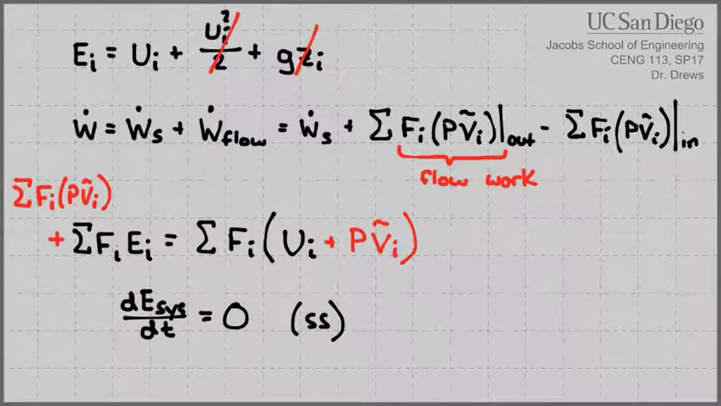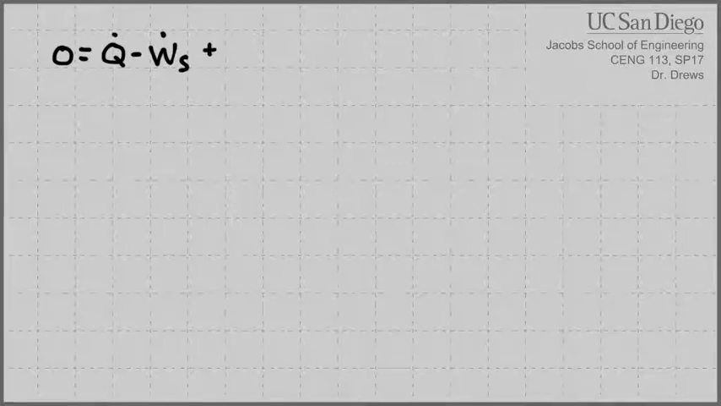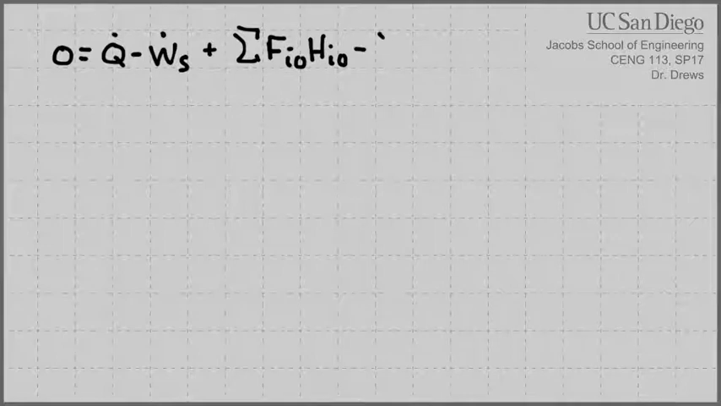So if we dump all of that together and you do some algebra, you'll find that you get 0 is equal to Q minus the shaft work plus the sum of Fi Hi naught, that's coming in, minus the sum of Fi Hi. Instead of carrying around those bars saying in and out, we just subscripted it with 0.